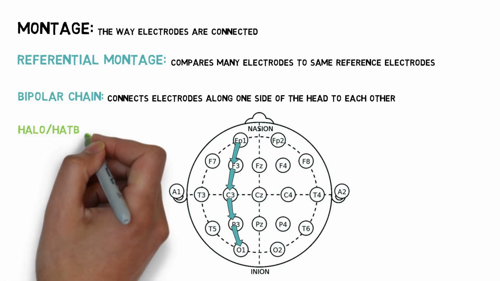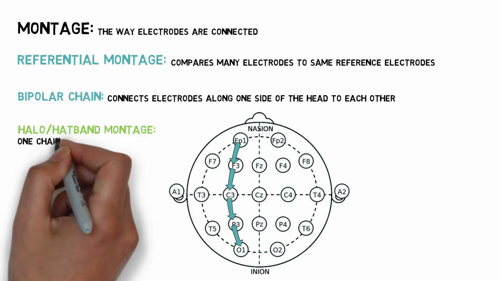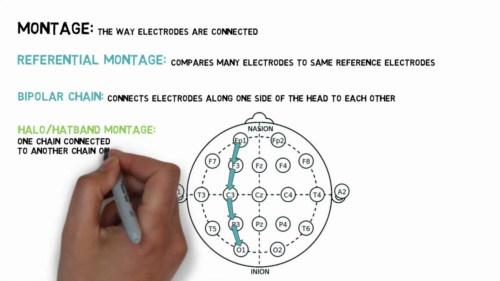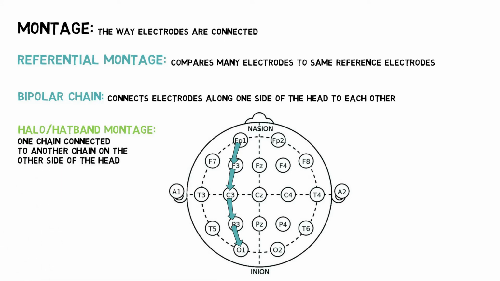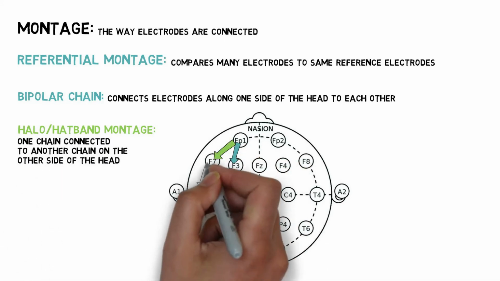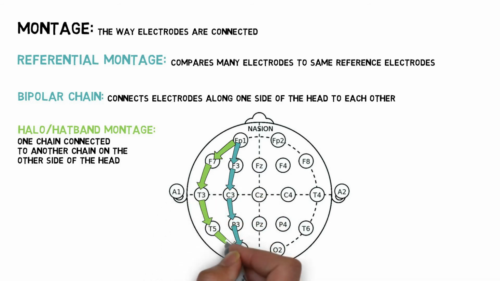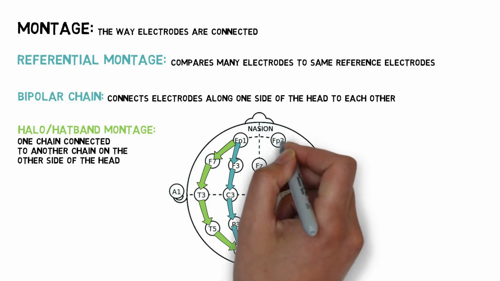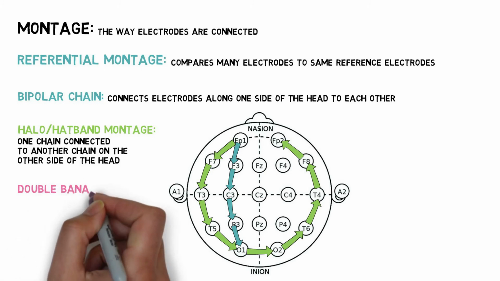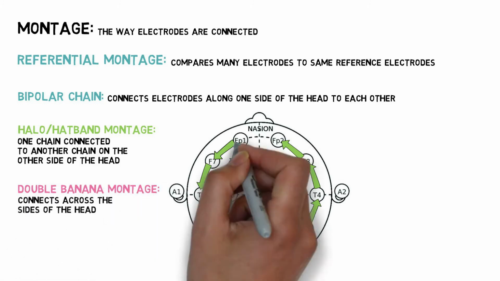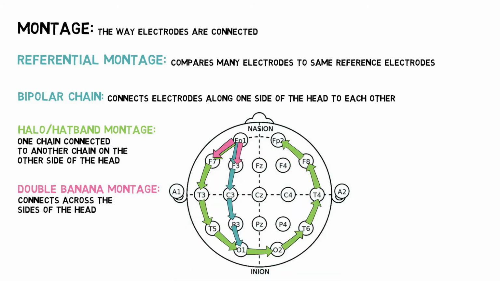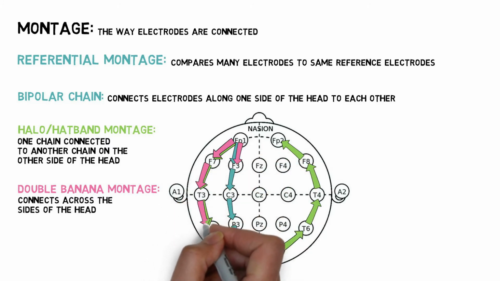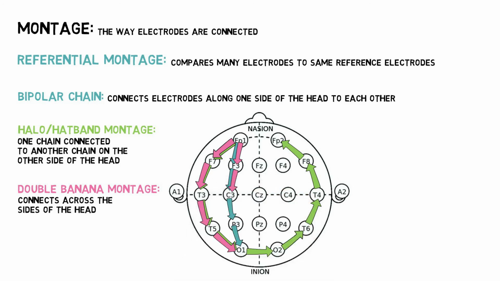This bipolar chain can be connected to a chain of the other side connected in the opposite direction to form a circumferential, halo, or hat band montage. This is FP1 to F7 to T3 to T5 to O1 to O2 to T6 to T4 to F8 to FP2. A double banana montage connects across the sides of the head. This connects FP3 to F7 and F3, F7 to T3 to T5 to O1, and F3 to C3 to P3 to O1. The other banana connects the right side in the same way.